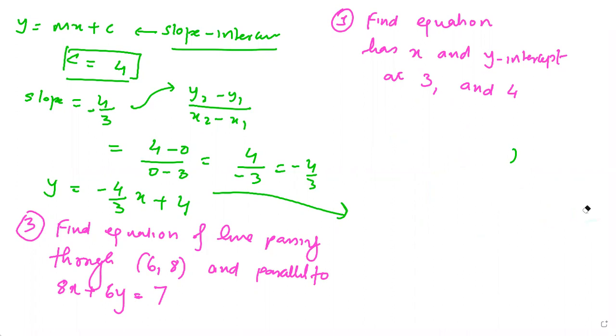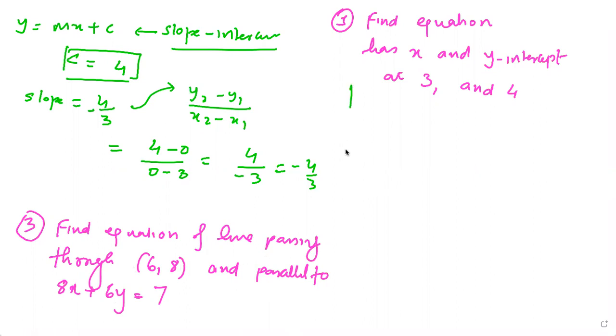Now this is one of the questions that is generally assessed for 4 to 5 marks. So I'm just going to ask you to pay attention to this. The question here is: find the equation of the line that passes through (6, 8) and is parallel to this given line.